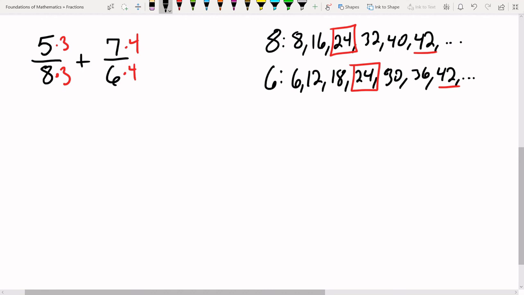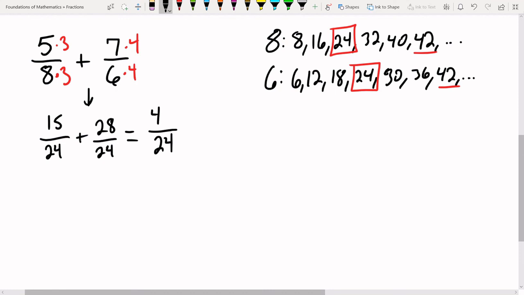Let me show you the next way, which, actually first, let's solve this. We get 15 over 24 plus 28 over 24. Now we have 15 24ths, and then we have 28 24ths. So how many 24ths do we have total? We have 15 plus 28, which would be 43. That's how many 24ths we have in total. And this cannot be reduced, so you can leave it like this, or you can make it into a mixed number, whatever the problem requires.